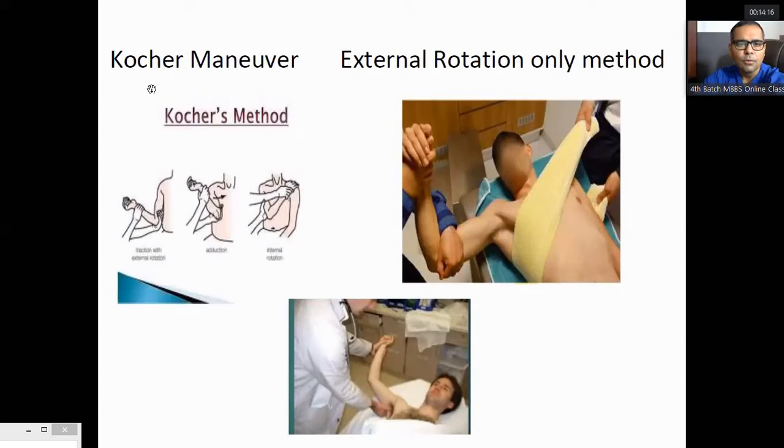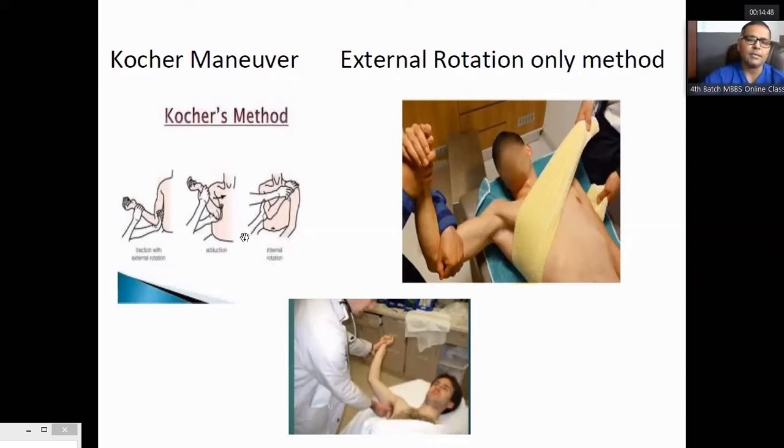Another technique is Kocher's maneuver, when we reduce the shoulder with axial traction and external rotation. In Kocher's method the arm is placed in the adducted position, followed by further adduction and then internal rotation. So traction, external rotation, adduction, internal rotation: TEAI. Okay, this is the mnemonic.